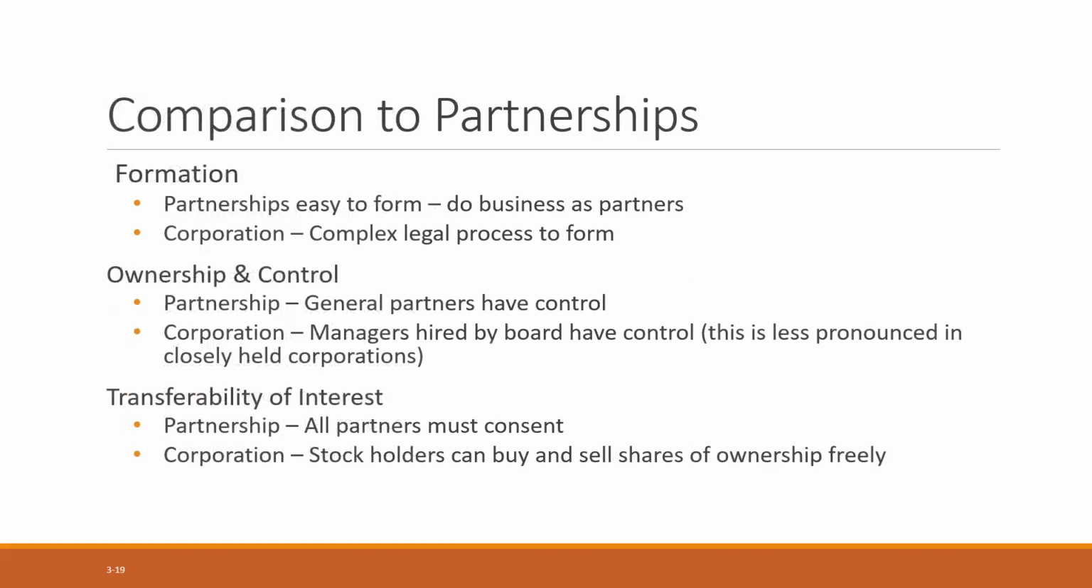All right. So here's some comparisons. Partnerships and sole proprietorships are easy to form. In other words, you just do business. A corporation is this big, complex legal process to form. And I'll put right in between that the hybrid forms of business, like the limited liability company and the limited liability partnership. So they always fall between. They're called hybrid because they're a mixing of what a sole proprietorship or partnership is and what a corporation is. It's a hybrid form.